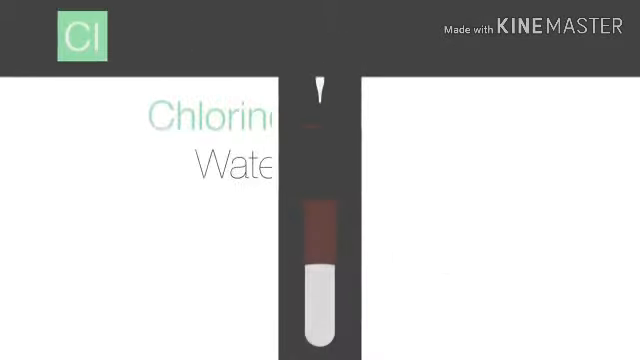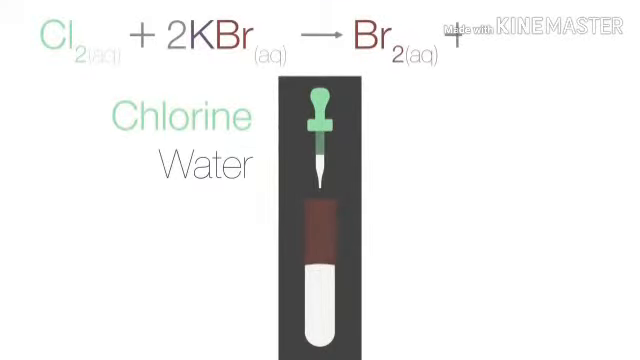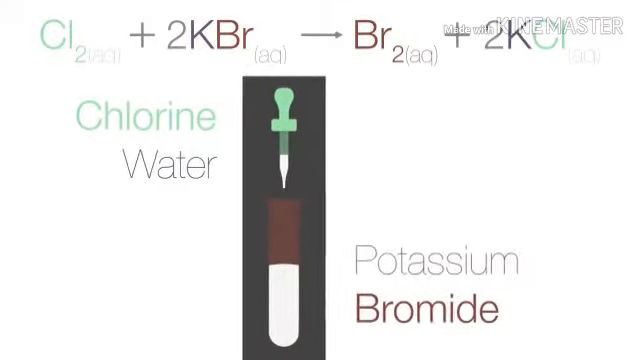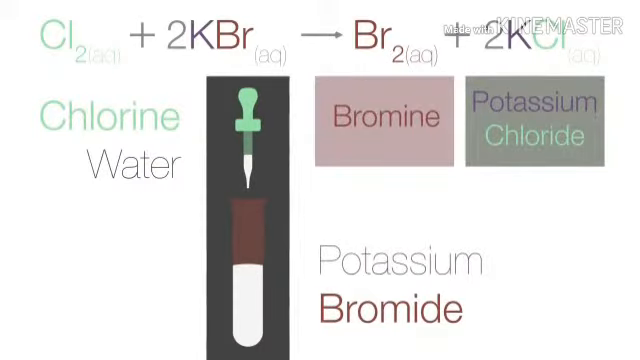Since chlorine is more reactive than bromine, chlorine will displace bromine in potassium bromide, producing potassium chloride and liberating bromine. The resulting solution is reddish-brown due to the presence of bromine.